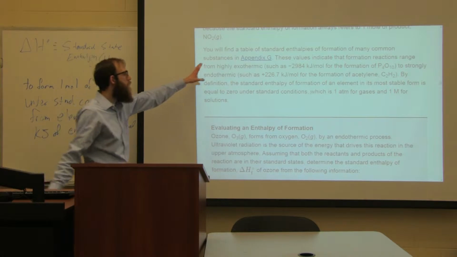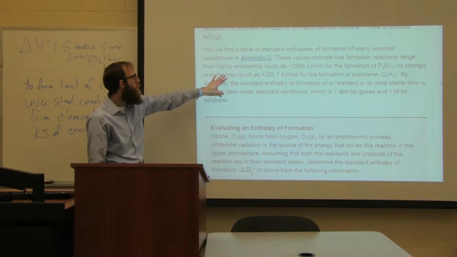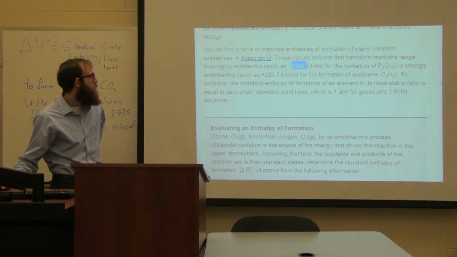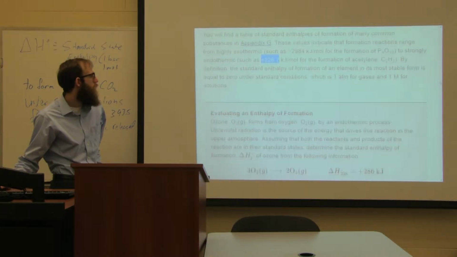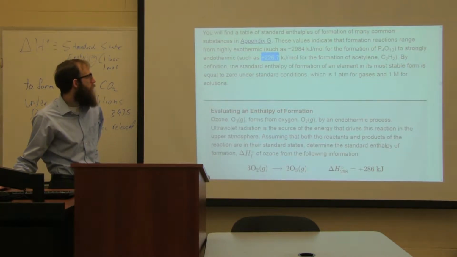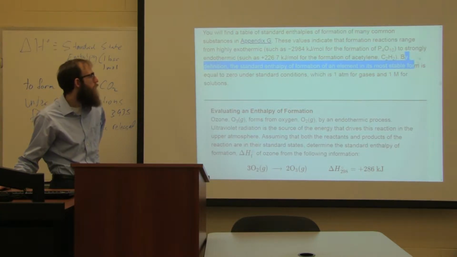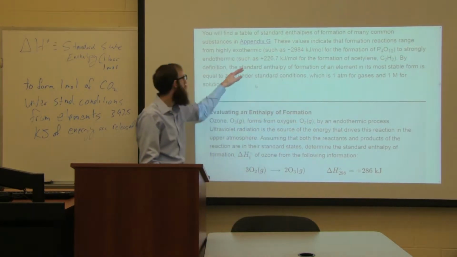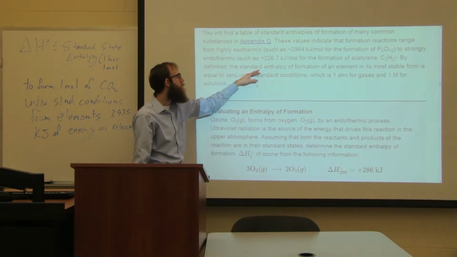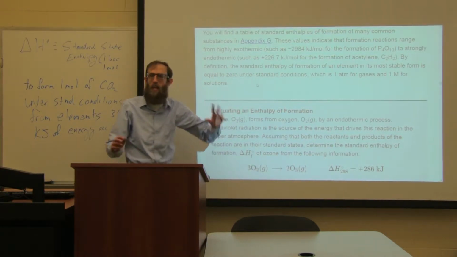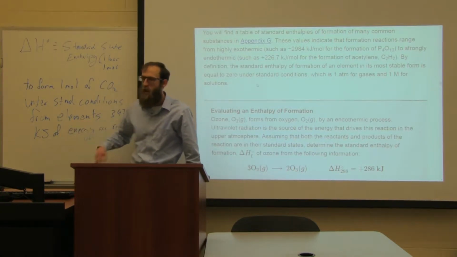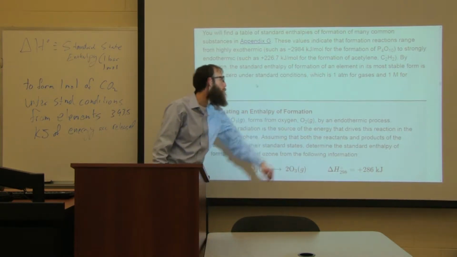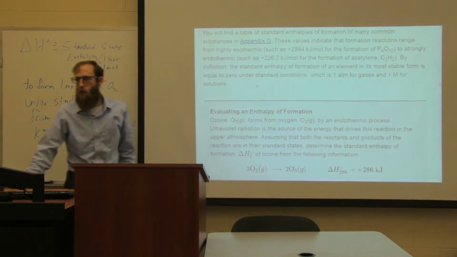We have lists and lists of these values. We have some that are highly exothermic, really negative, and some that are very endothermic, really positive. By definition, the standard enthalpy of formation of an element in its most stable form is equal to 0 under standard conditions. Say that again. By definition, the standard enthalpy of formation for an element, for any of these elemental forms, is going to be 0 under standard conditions, which is 1 atm for gases and 1 molarity for solutions.